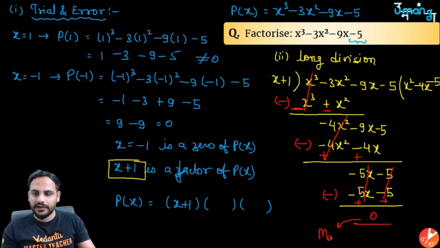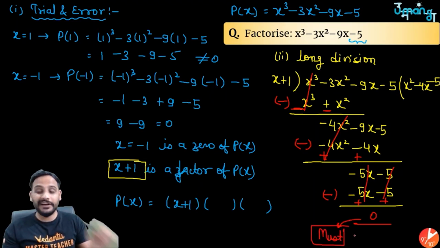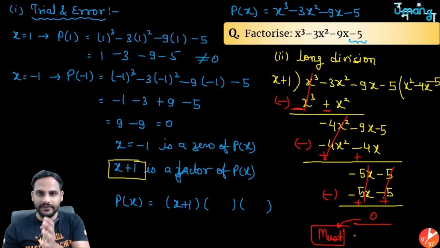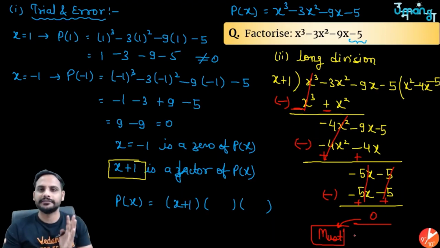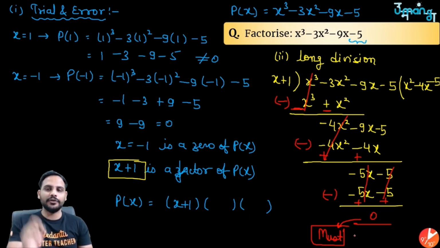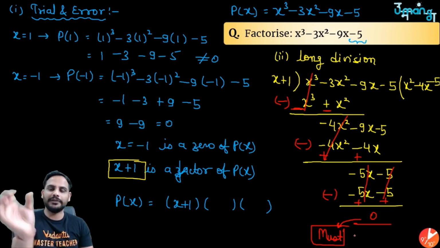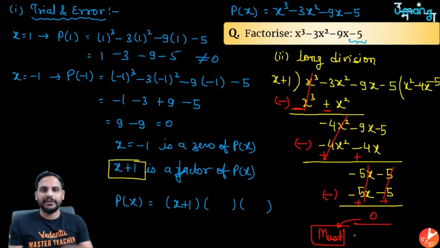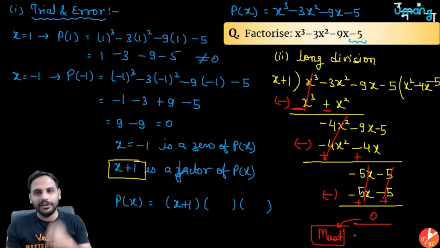Now remember, in the second step of long division, you definitely should get remainder as 0. Must. If you are not getting remainder as 0, that means you have made a mistake either in the long division or while getting the factor. Your factor is not correct or your division is not correct. Remainder must be 0 because I am dividing this polynomial by one of its factors. When you divide something by its factor, remainder is always 0.